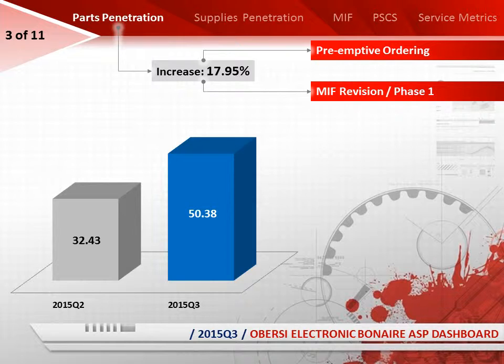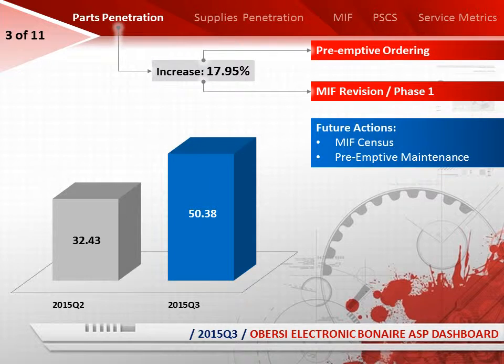There are two strategies that we would like to pursue in the near future, which will also affect the parts penetration figure. These strategies are conducting a MIF census and increasing the preemptive maintenance.